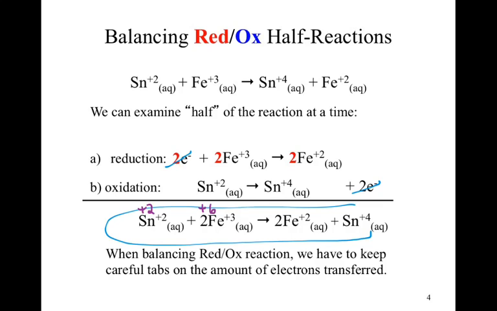If we look to our product side, we have 2 iron plus 2 atoms, which means we have a plus 4 charge. And our tin is a plus 4. If we now compare across the reaction, do our charges equal? On one side I have an overall plus 8 charge, and on the other side I have a plus 8 charge. So my charges do indeed balance as well. So as long as my charges balance and my atoms balance, my equation has been balanced.